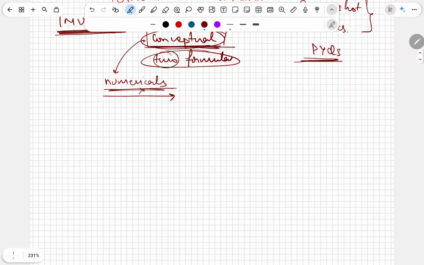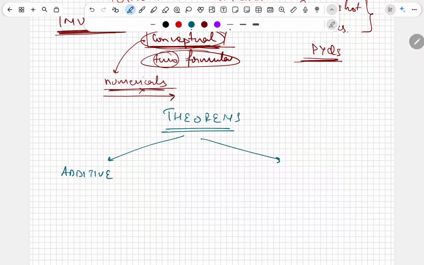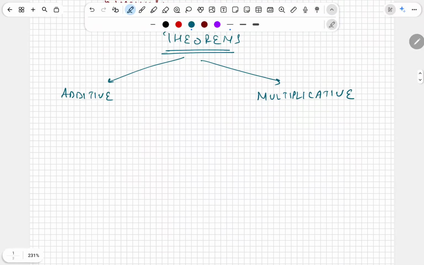First, I'll cover the basic theorems which everyone should know. Theorems. Okay, let's try to understand the theorems. There are 2 theorems. One is the additive theorem, second is the multiplicative theorem. Now let's try to visualize what is happening in this.